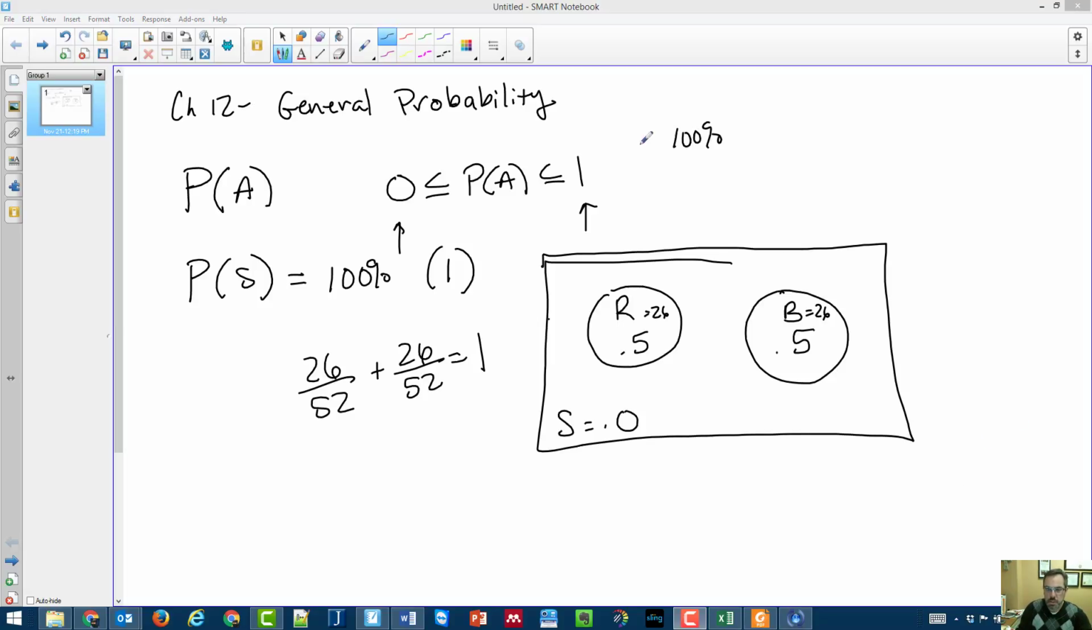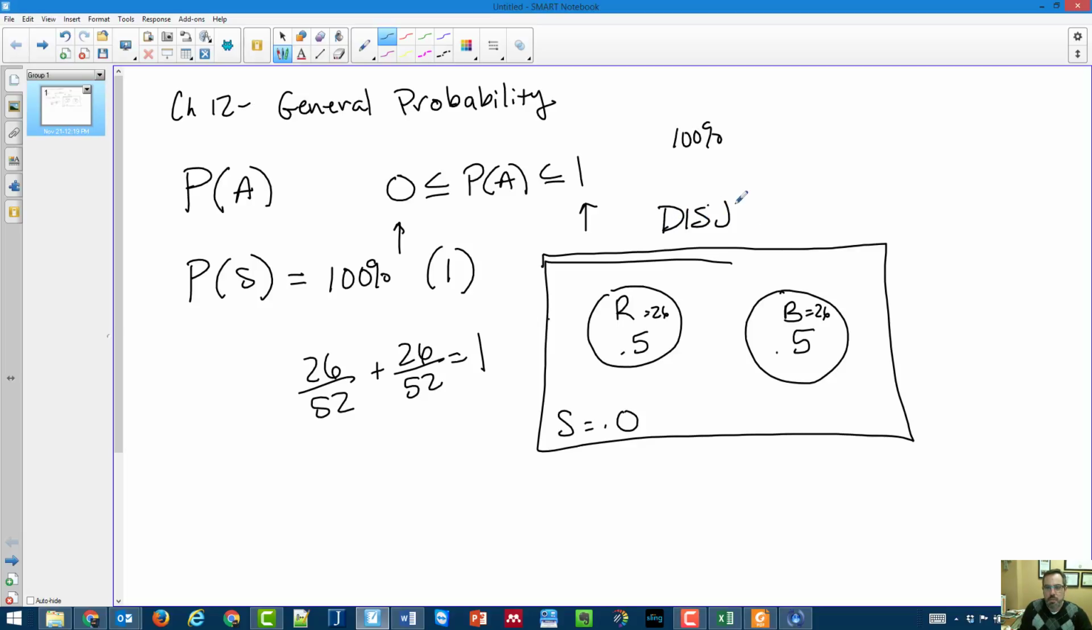Now, one thing to notice about these events is we say that these two events are disjoint. You can tell when two events are disjoint because they don't overlap. It is impossible for you to draw a card that is red and black. All right, when we're using a standard deck of cards, half of them are red, half of them are black, but there isn't a card in there that's both. All right, so they're disjoint. There's no overlap of these two ideas.